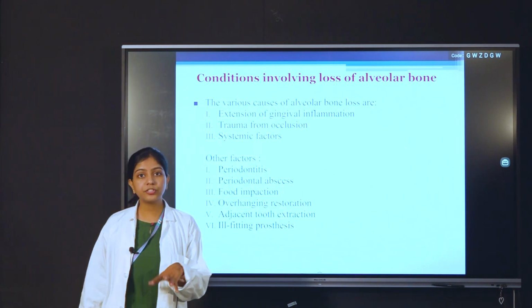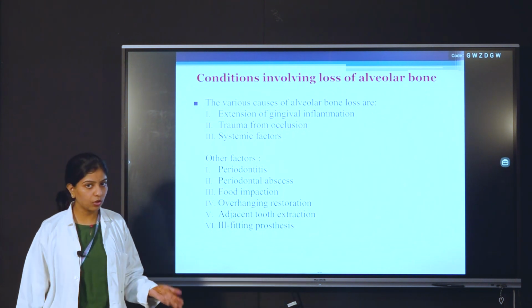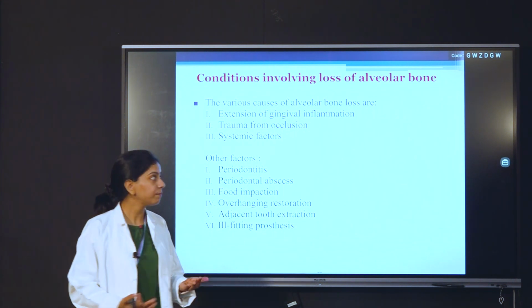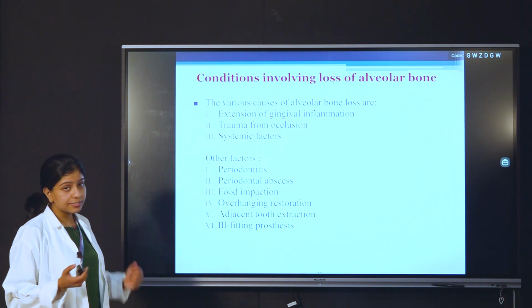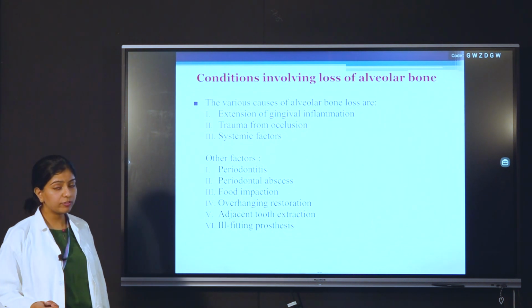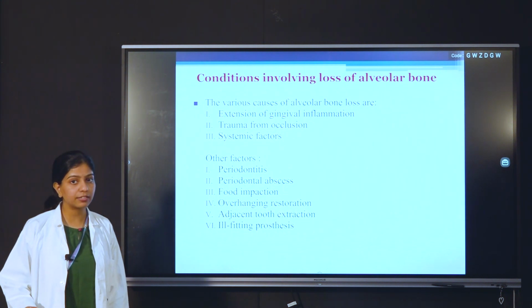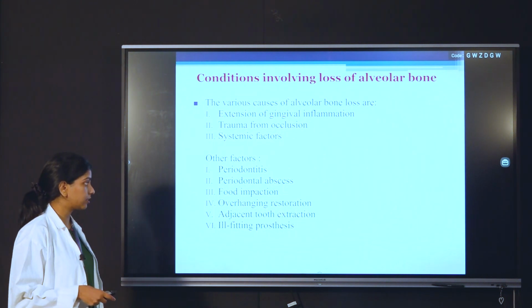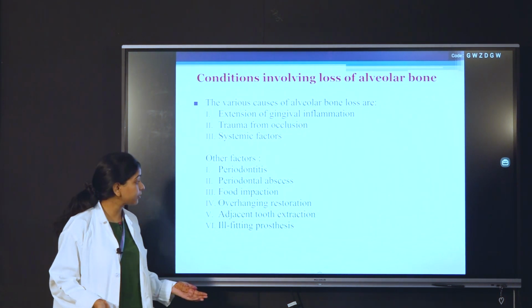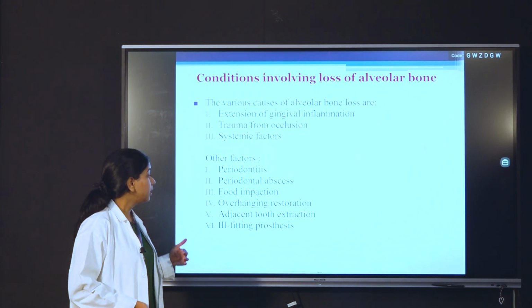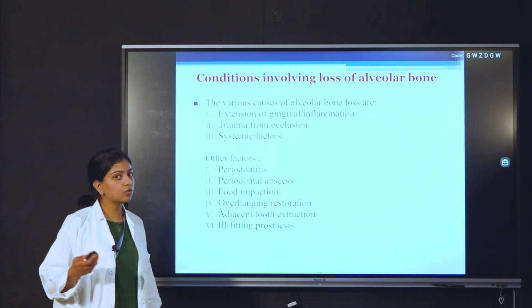There are certain conditions which would cause alveolar bone loss. A few of the conditions causing alveolar bone loss are extension of gingival inflammation, trauma from occlusion, and certain systemic factors. Some other factors such as periodontitis, periodontal abscess, food impaction, overhanging restoration, and ill-fitting prostheses would also cause bone loss.